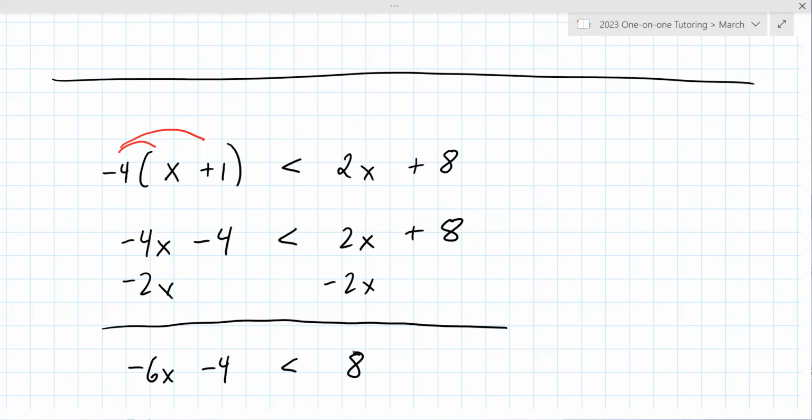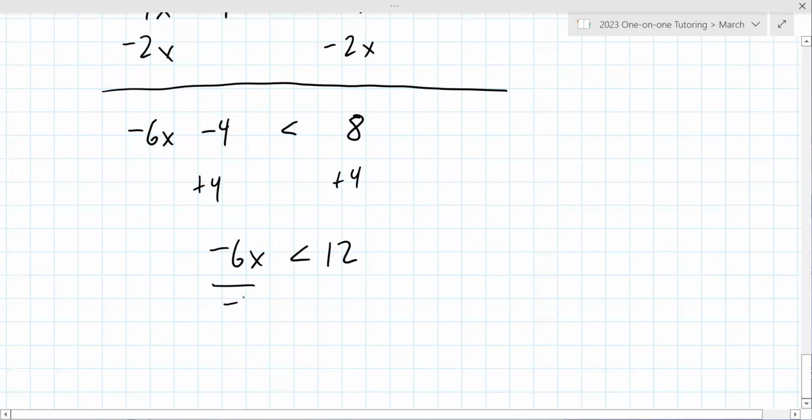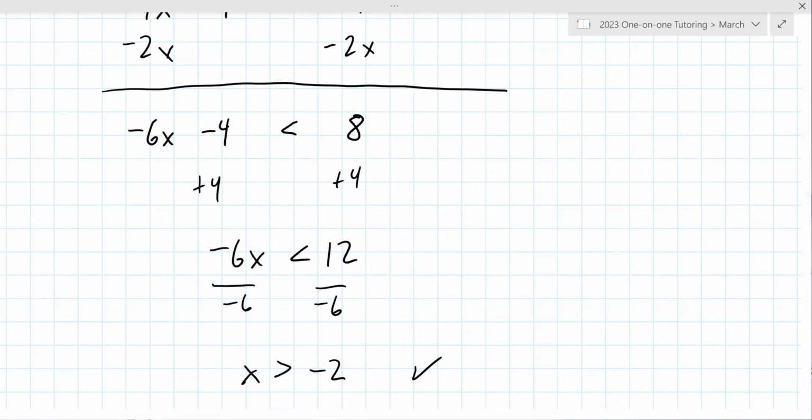And then from there, do you add 4? Yes. So we did really good. And then you divide by -6, and then it flips. Yes. You get x is greater than -2. All right, so maybe try one here on your own, like this one. Gotcha.